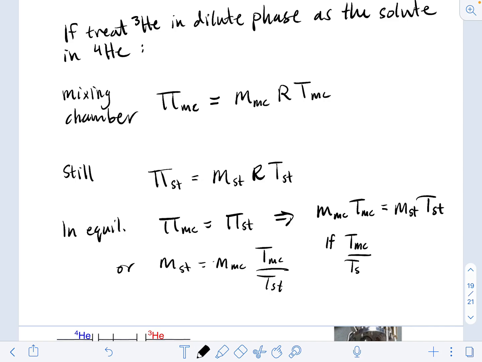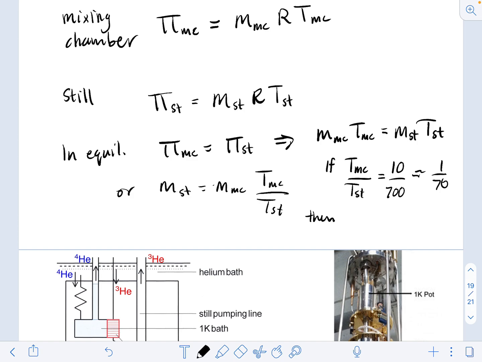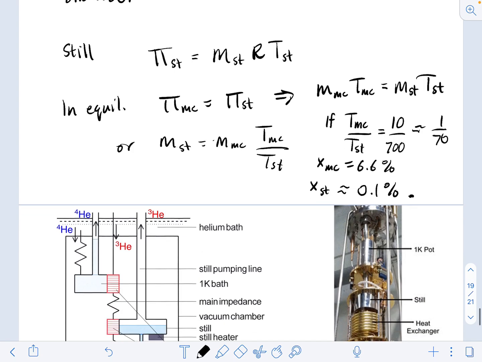So T mixing chamber over T still is something like 10 millikelvin divided by 700 millikelvin, that's about 1/70. Then if the concentration of helium-3 in the mixing chamber is, say, 6.6%, then the concentration of helium-3 in the still is something like 0.1%.